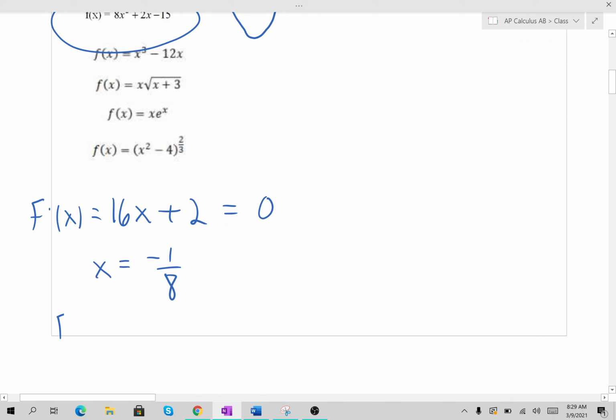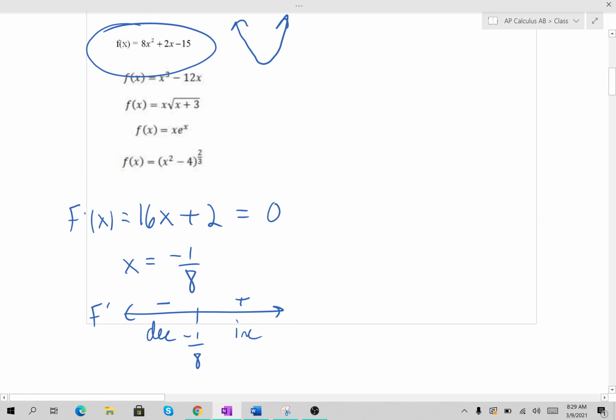If we make a number line for f prime at -1/8, we're going to find that it's negative on this side, positive on this side. So it's decreasing and then increasing. f double prime is just 16. That means if you make an f double prime number line, 16 is never 0, so it's just one big interval. And if you check any number, 16 is always positive, right? So we're concave up everywhere, which we expect because it's a parabola opening upward.